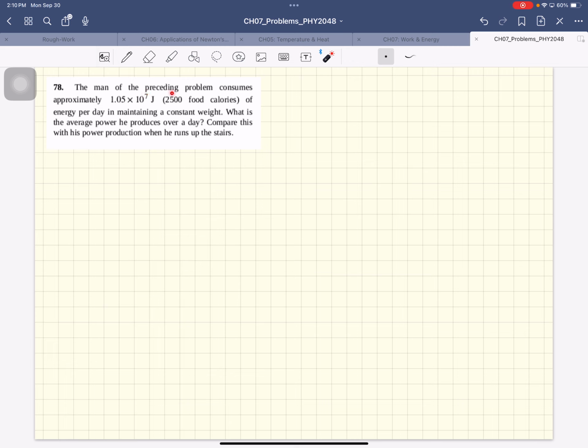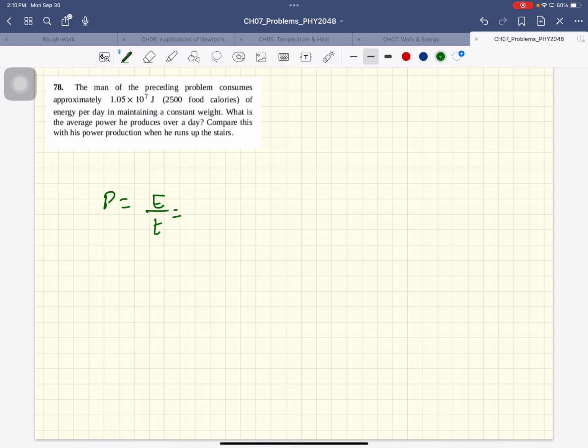The man of the preceding problem consumes approximately that many joules of energy per day to maintain a constant weight. What is the average power he produces over a day? So that's, okay. So power is energy over time. Okay.